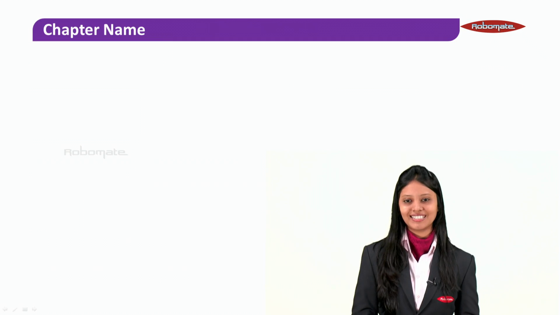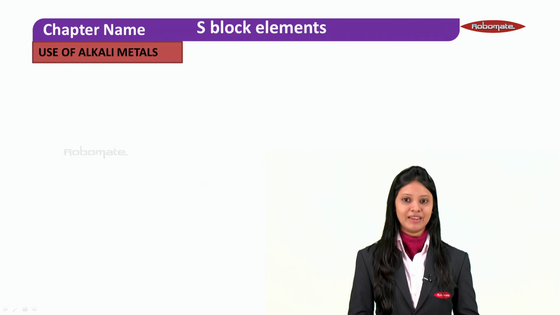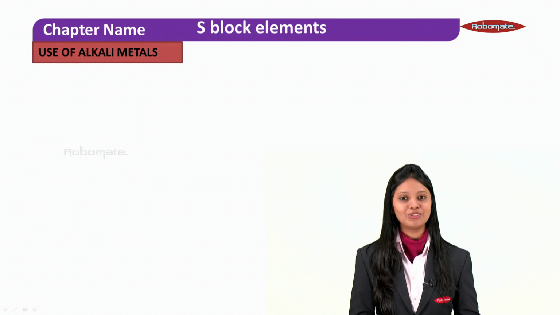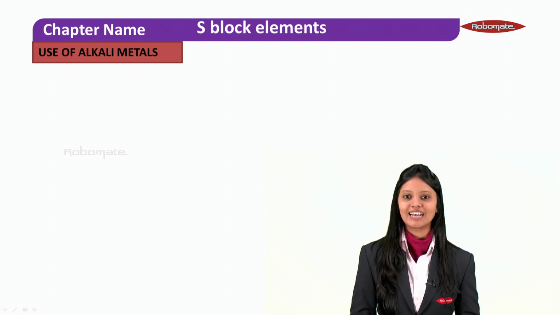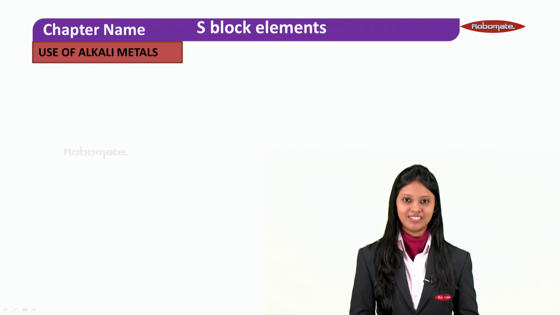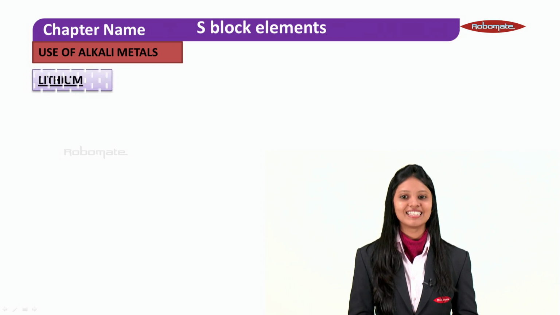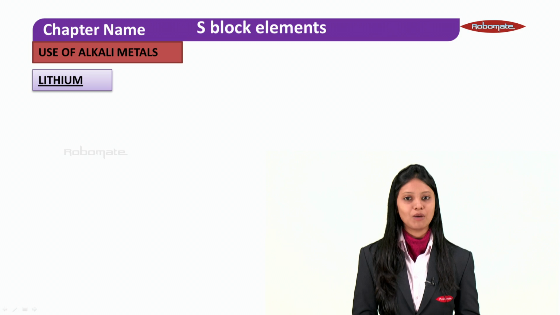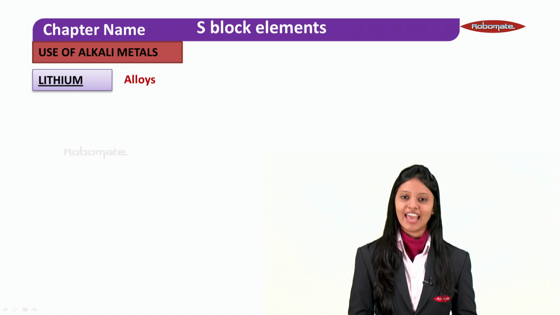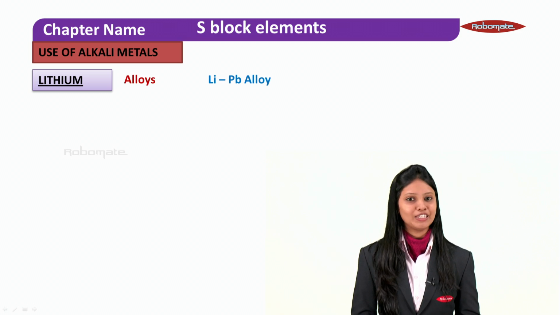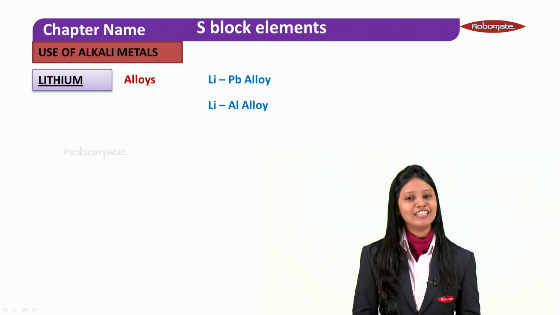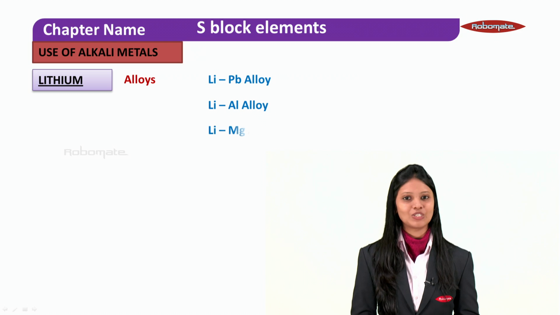Next thing we are going to discuss is uses of alkali metals. We'll discuss each and every alkali metal. The first alkali metal, group 1 element, is lithium. Very common uses of lithium: it forms alloys, and the alloys are lithium-Pb alloy, lithium-aluminium alloy, and the last one is lithium-magnesium alloy.